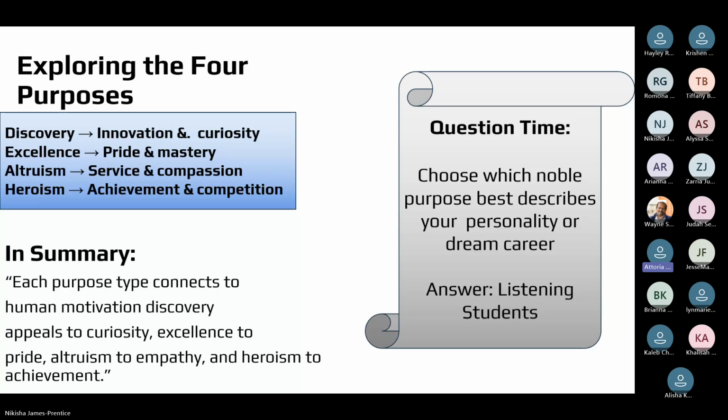In conclusion, every purpose speaks to a distinct aspect of human nature. Excellence inspires pride, altruism inspires empathy, heroism inspires ambition, and discovery inspires curiosity. The most successful organizations or missions typically integrate all four, fusing ambition, pride, curiosity, and compassion to produce something genuinely significant. In summary, according to Daft, each purpose type connects to human motivation: discovery appeals to curiosity, excellence to pride, altruism to empathy, and heroism to achievement.